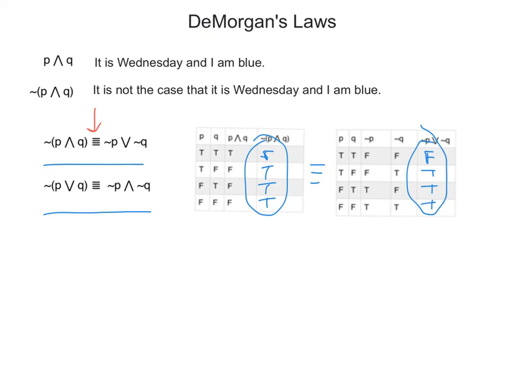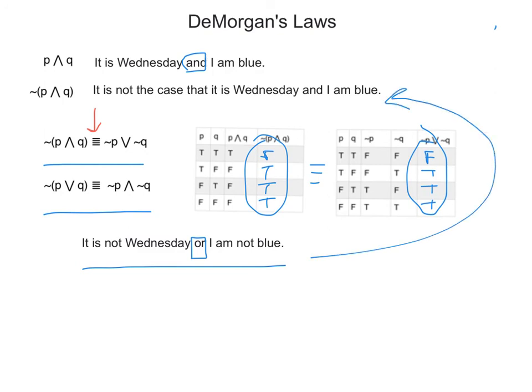So let's just go back to our original statement. It is Wednesday and I am blue. If I want to negate that, I'm going to use the first DeMorgan's law, not P or not Q. This would give us, it is not Wednesday or I am not blue. Notice, it is Wednesday turned into it is not Wednesday. I am blue turned into I am not blue. But most important, and this is the part people tend to forget, is that your and turned into an or. And that is the same statement as this, which is the negation of our original statement P and Q.